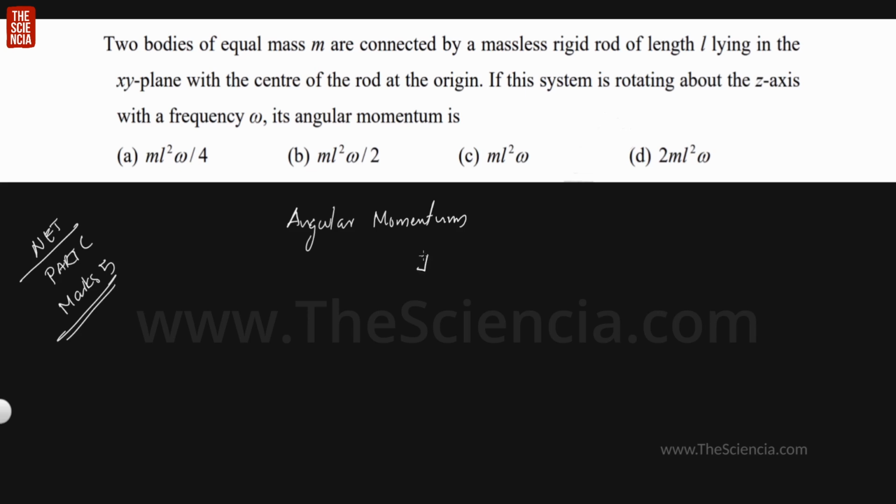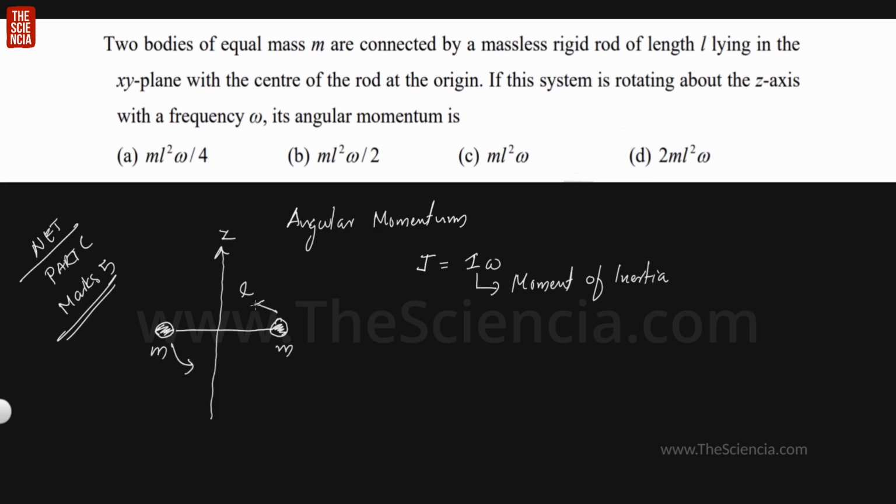So you know what is angular momentum. That is J. J is equal to I omega. And what is I? I is moment of inertia. Right. Now what is our problem? There are two bodies of equal masses m, and these are connected by a rigid rod, and its length is L, and it is lying in the xy plane, and it is rotating about z axis with some angular frequency omega.